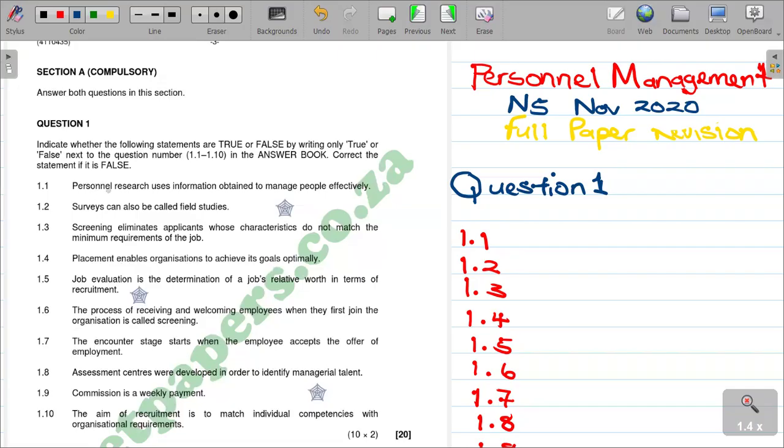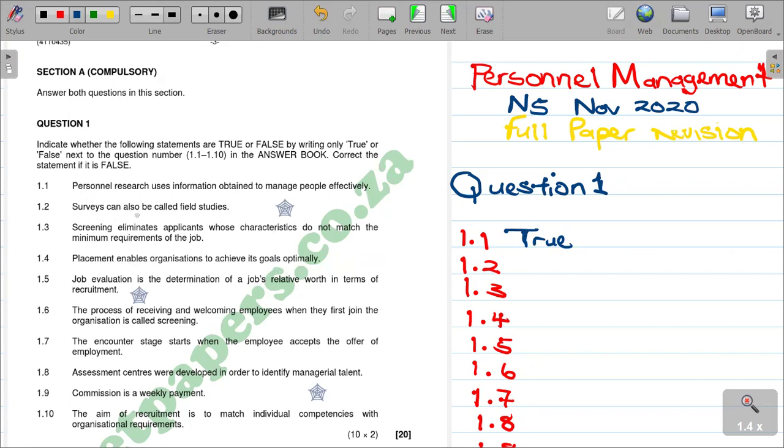Personnel research uses information obtained to manage people effectively. That's true. The answer is true. It uses information that is obtained to manage employees effectively. Let's go to 1.2.